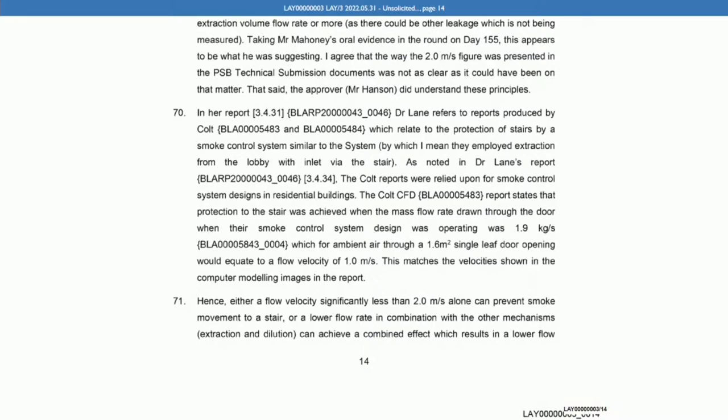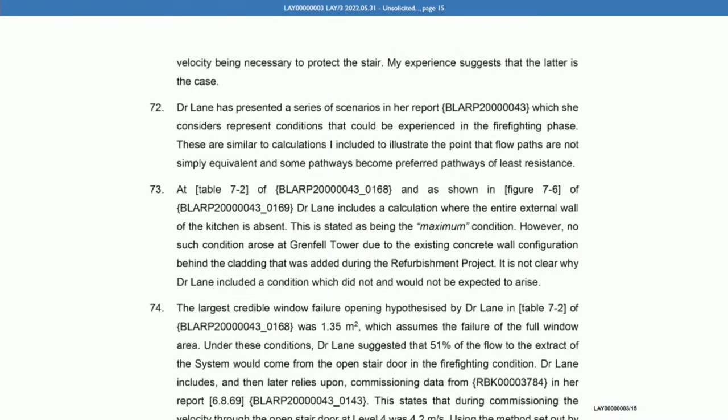Hence, either a flow velocity significantly less than 2 metres per second alone can prevent smoke movement to a stair, or a lower flow rate in combination with the other mechanisms, extraction and dilution, can achieve a combined effect which results in a lower flow velocity being necessary to protect the stair. My experience suggests that the latter is the case. So are you now saying that, in fact, the key flow velocity across the stair door was 1 metre per second, not 2 metres per second, as shown in PSB's design documentation?